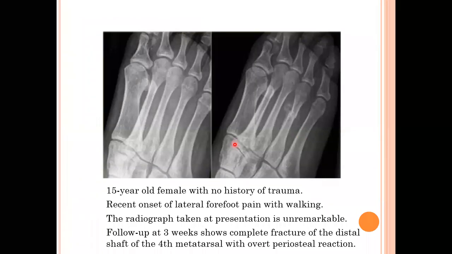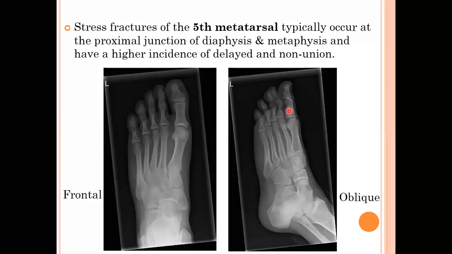This is a case of a 15-year-old female with no history of trauma, recent onset of lateral forefoot pain with walking. Radiograph taken at presentation was unremarkable, while follow-up X-ray at 3 weeks shows complete stress fracture of the fourth metatarsal bone with periosteal reaction. Fracture over periosteal reaction.